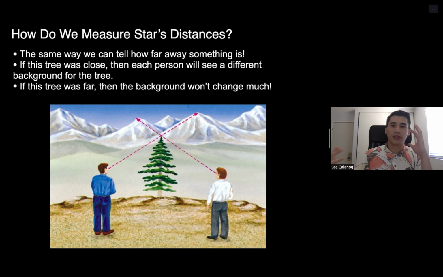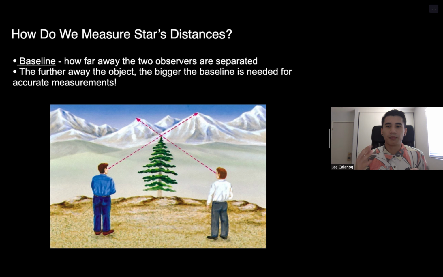Okay, so now let's apply this same idea in space. And just to define a few words here, by the way, before we jump into talking about space, the baseline is basically the separation distance between these two guys. Or if you're talking about the baseline of your eyes, it's going to be the separation distance between your two eyes. And it turns out, if you have a bigger baseline, then the better you are able to figure out how far away something is. And so the further away an object, the bigger the separation distance you need between your two eyes or these two guys trying to look at the same object.